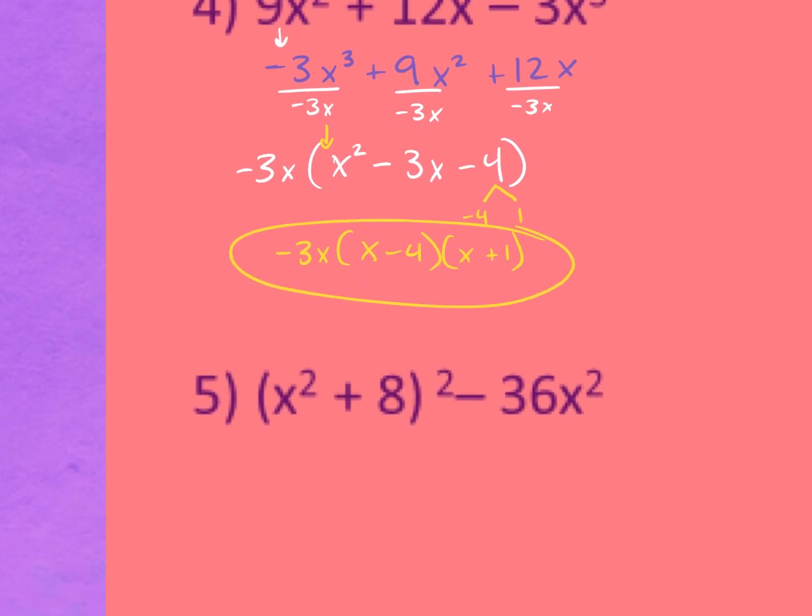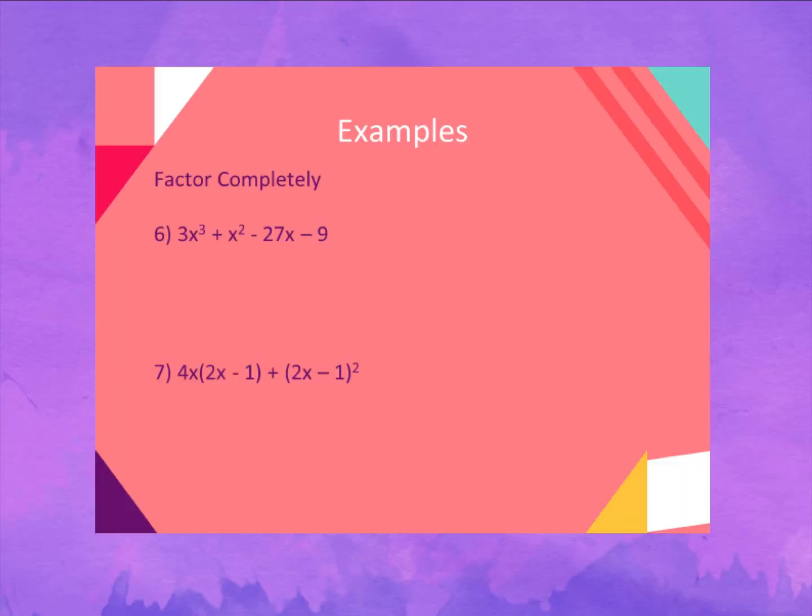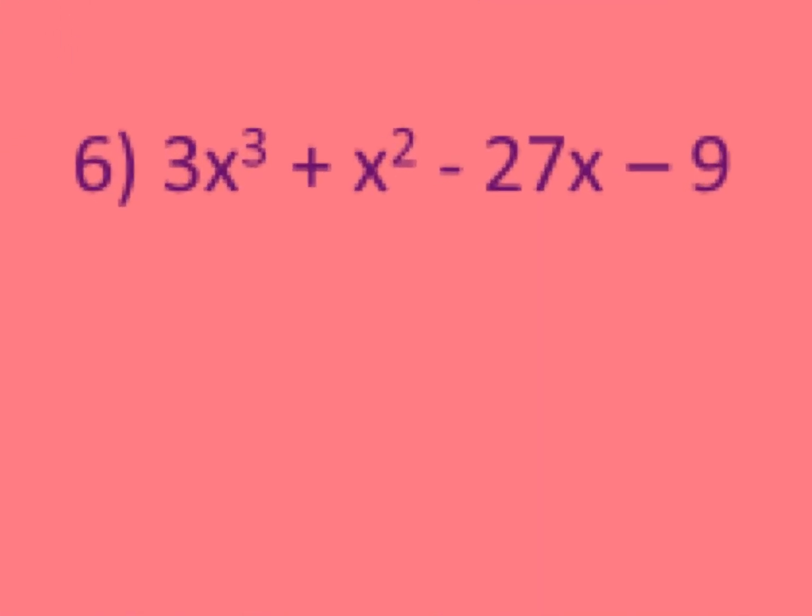We're going to skip number 5. And let's look at number 6 on the next page. 6, we have 4 terms. How do we factor? Grouping. Group the first two, group the second two. What's the GCF from our first group? X squared. So we take out an x squared, and what are we left with?